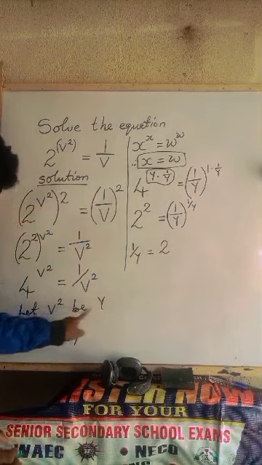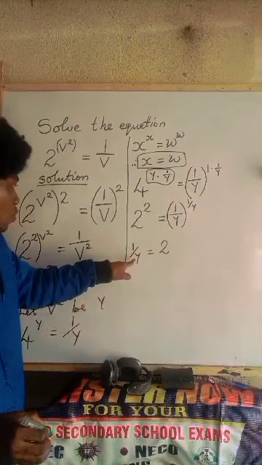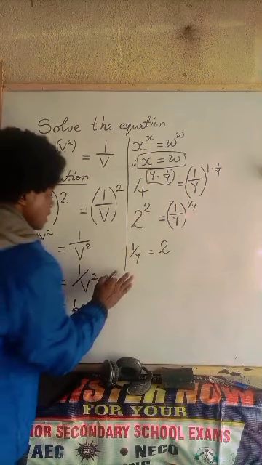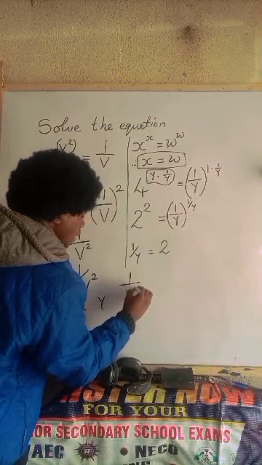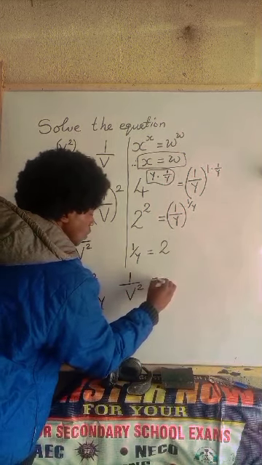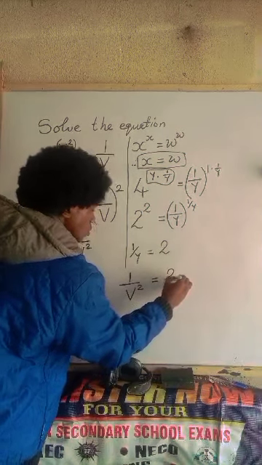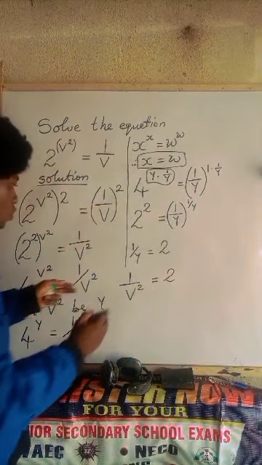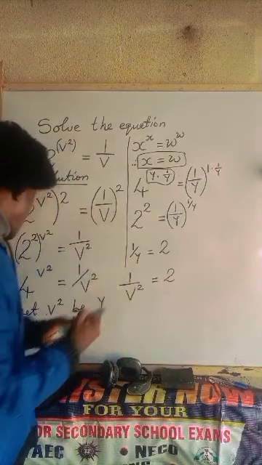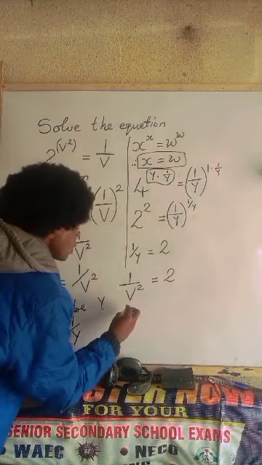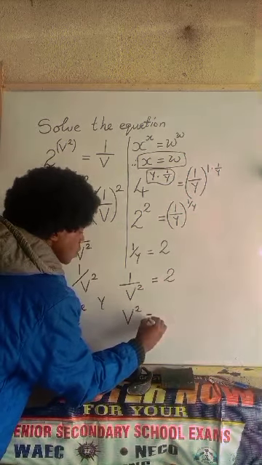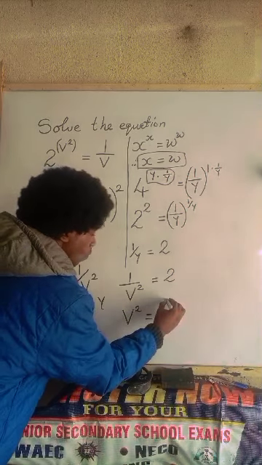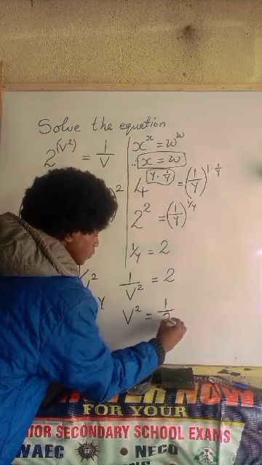We assumed y to be v squared. So I will substitute it. I will replace it immediately. We will now have 1 over v squared is equal to what? 2. Okay? So when I cross multiply, we will have v squared is equal to 1 over 2.